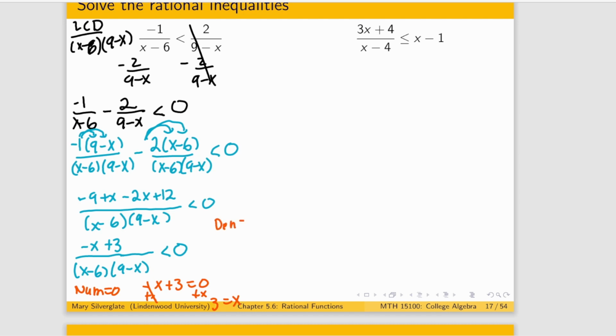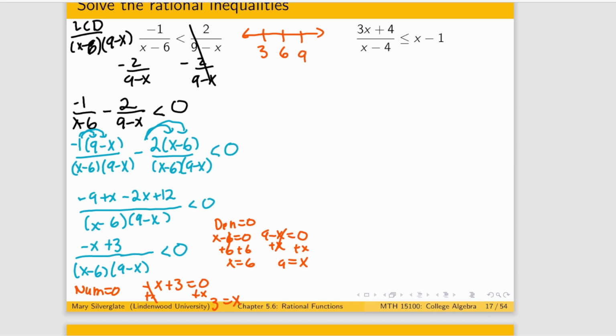For the denominator to equal 0, I could have x minus 6 is 0, or 9 minus x is 0. For x minus 6 is 0, you would add 6 to both sides. X is equal to 6. For 9 minus x is 0, I would add x to both sides. 9 is equal to x. So all the numbers on my number line would be 3, 6, and 9.